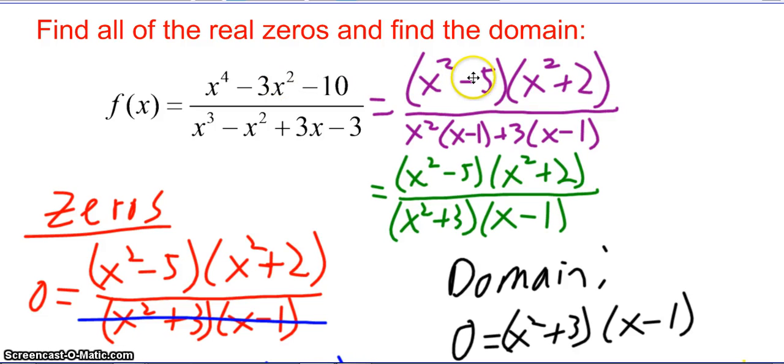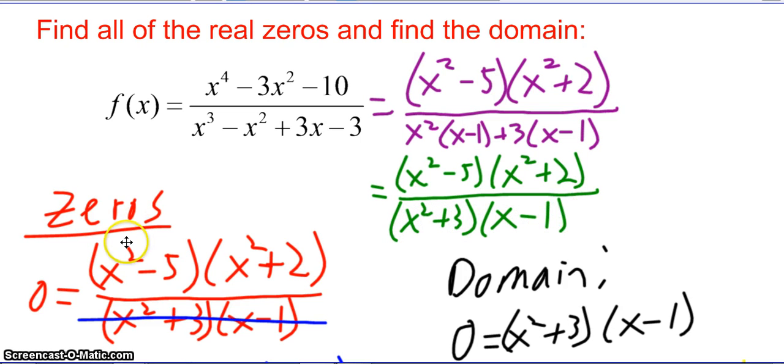So I factored the numerator as if it's a quadratic, so this becomes x squared minus 5 times x squared plus 2. The denominator I factored by grouping, so I pulled out an x squared from the first group, a 3 from the second group. And so the final factored form of this function is x squared minus 5 times x squared plus 2 over x squared plus 3 times x minus 1.